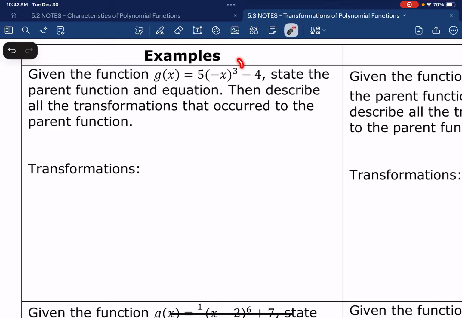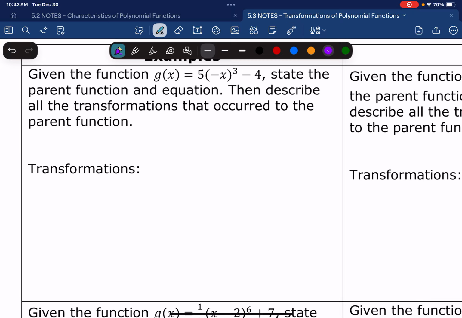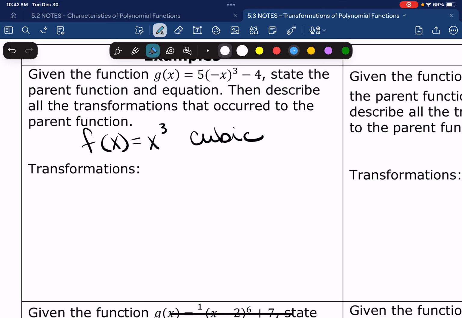All right, so I noticed that I have an exponent of 3. So this makes our parent function, f of x, equals x cubed. This is our cubic parent function. Now we need to determine what all of the transformations are. So I look at this and I see I'm multiplying by a 5 out in front of my parentheses. Inside the parentheses with x, I'm multiplying by a negative. And then I have this minus 4 here on the end. Okay, so I have 3 different transformations going on.